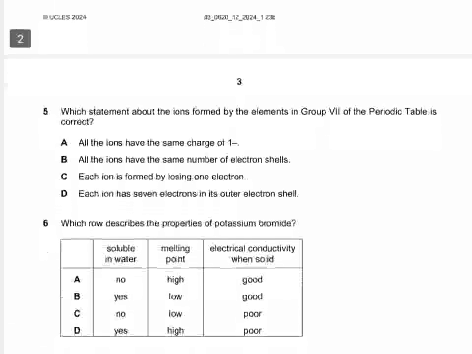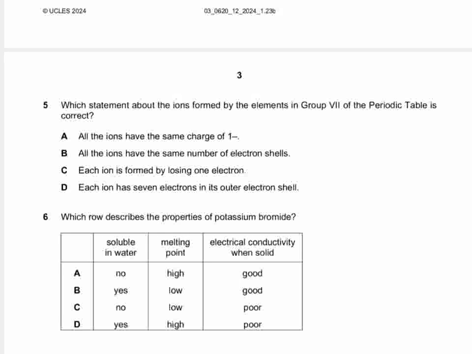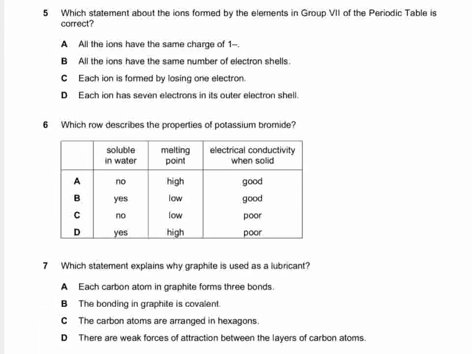Which statement about the ions formed by the elements in group 7 of the periodic table is correct? Group 7, all of the ions over there must have a -1 charge, so the A option is the correct one, so we don't need to go for the others. Which row describes the properties of potassium bromide? Potassium bromide is soluble in water. Yes, it is. So only B or D can be the correct option. Melting point, because it's an ionic compound, must be high. So obviously the D option is correct, because in solid state it couldn't act as a good conductor.